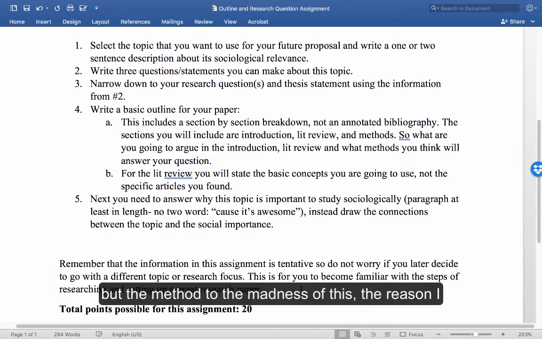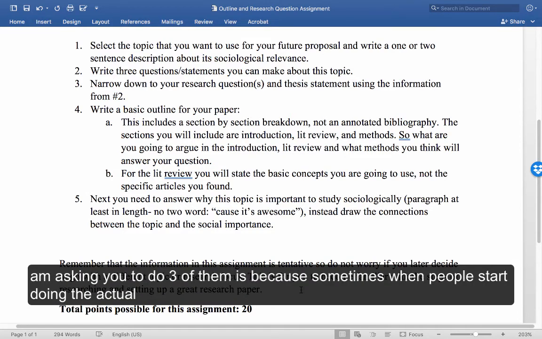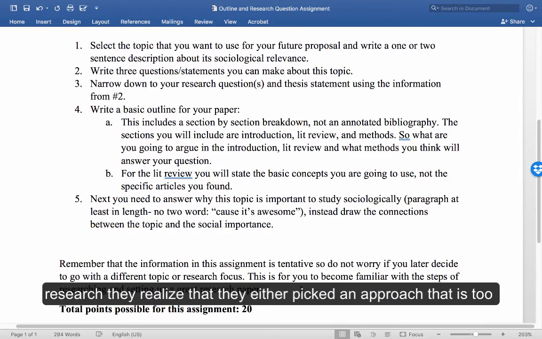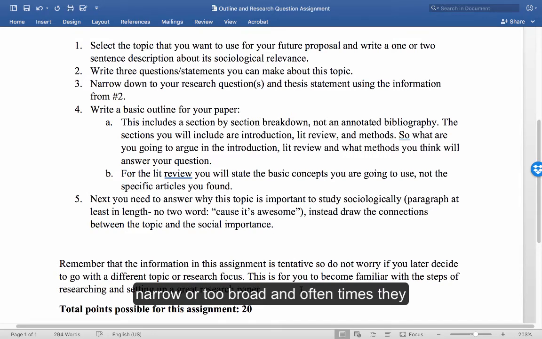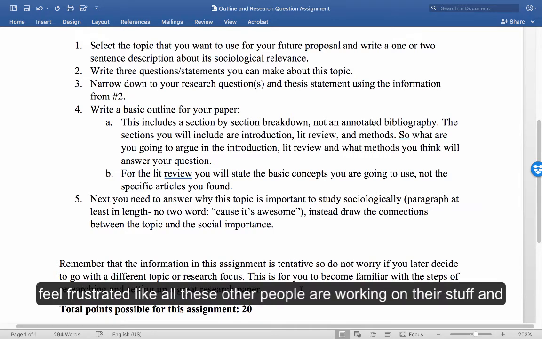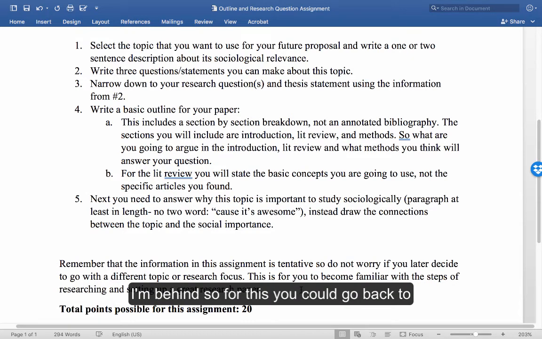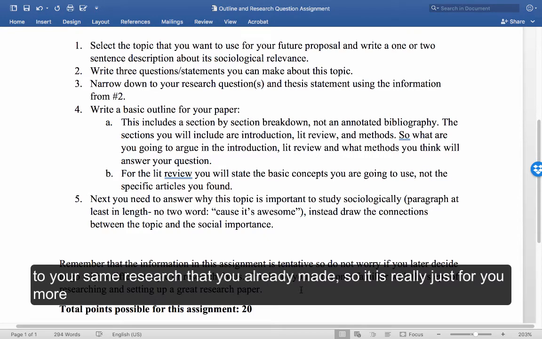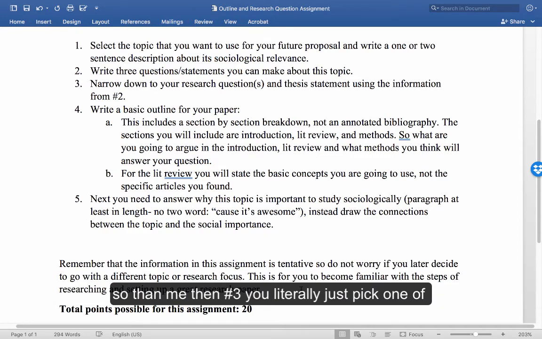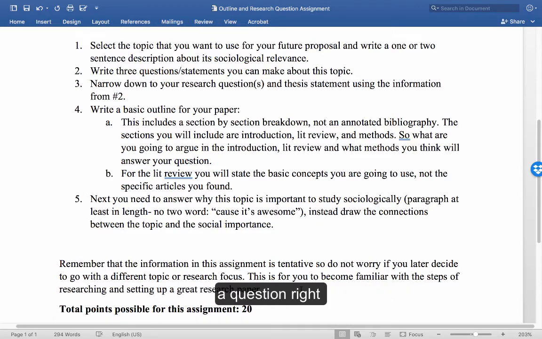But the method to the madness, the reason I'm asking you to do 3 of them, is because sometimes when people start doing the actual research, they realize that they either picked an approach that was too narrow or too broad. And oftentimes they feel frustrated, like all these other people are working on their stuff and I'm behind. So for this, you could go back to number 2 and find a different approach to your same research that you already made, right? So it's really just for you more so than me. And then number 3, you literally just pick one of these statements or questions from number 2 and make it a question, right?